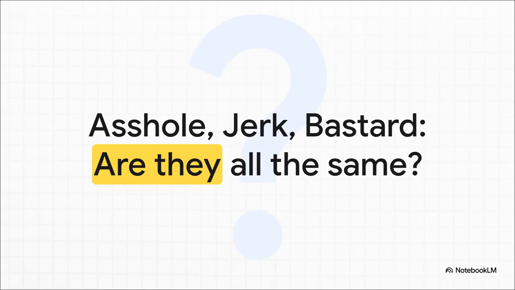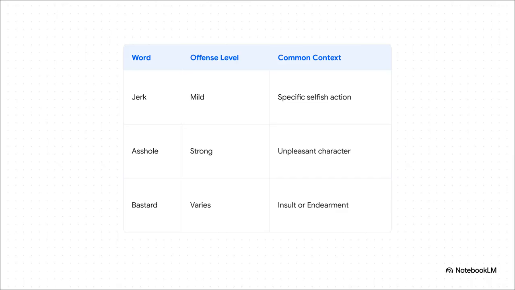Okay, now for a set of words that a lot of learners find confusing. They're all insults, sure, but can you just swap them out for each other? No way. Using the wrong one can get you into some really awkward situations. So how in the world do you tell them apart? This is where step 5, deeper context, becomes absolutely essential.